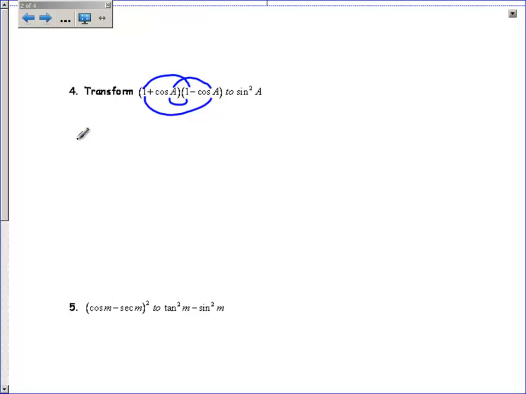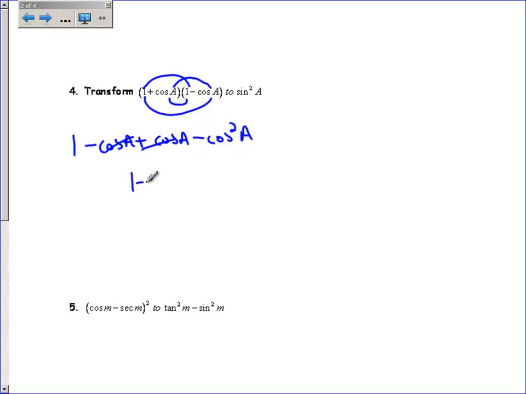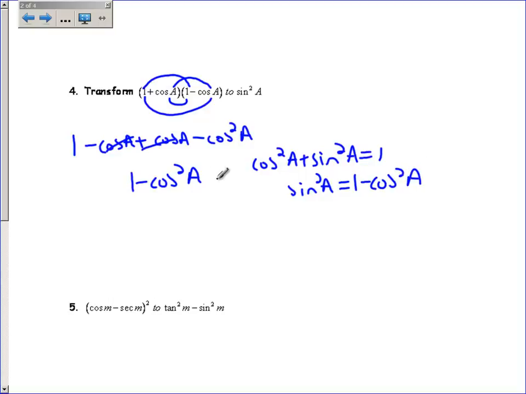Okay, anyway, if we FOIL this out, we get 1 minus cosine a plus cosine a minus cosine squared a. Those middle terms cancel and we get 1 minus cosine squared a. We saw that before, because cosine squared of an angle plus sine squared of an angle equals 1. We can subtract cosine squared from both sides, and we can get a statement that says sine squared is equal to 1 minus cosine squared. So this equals sine squared, which is exactly what I wanted.